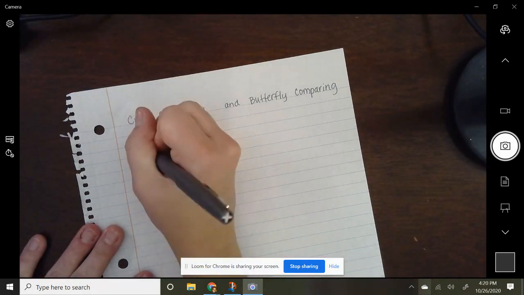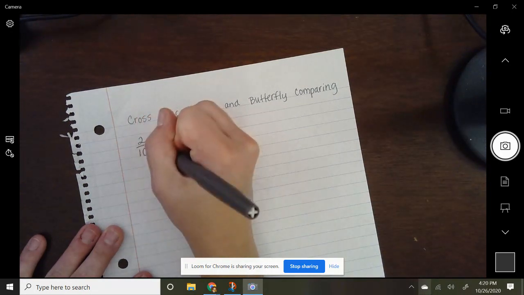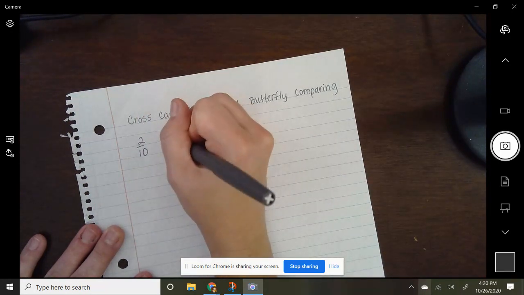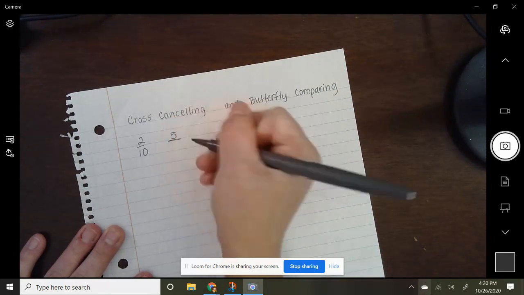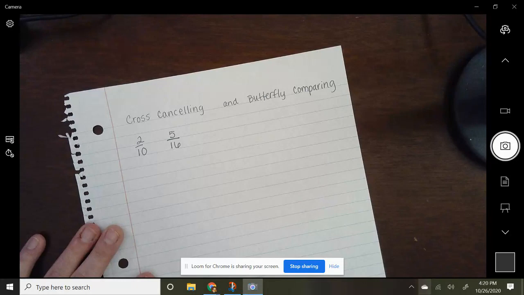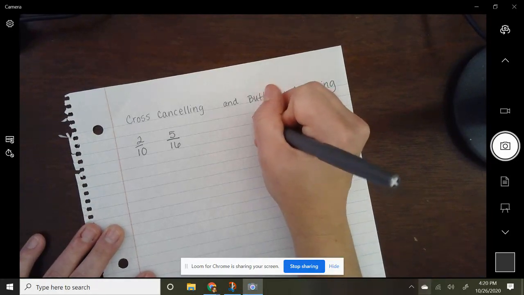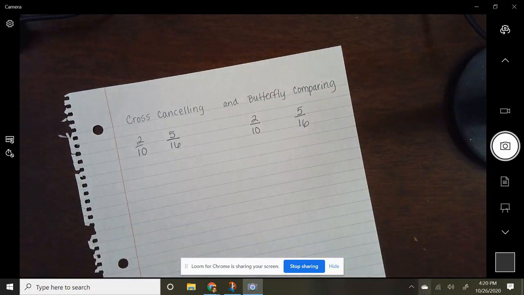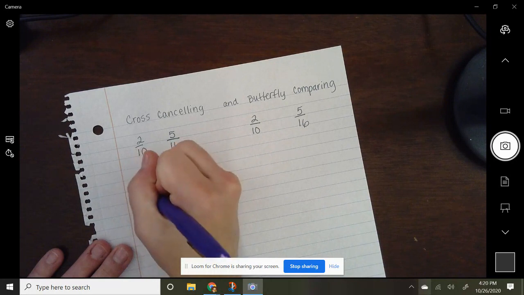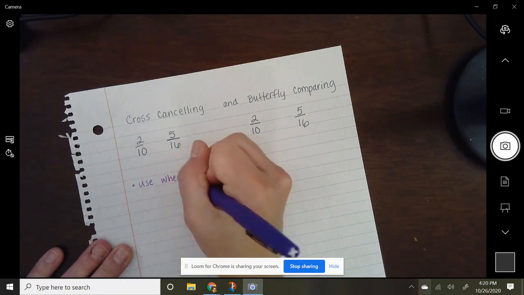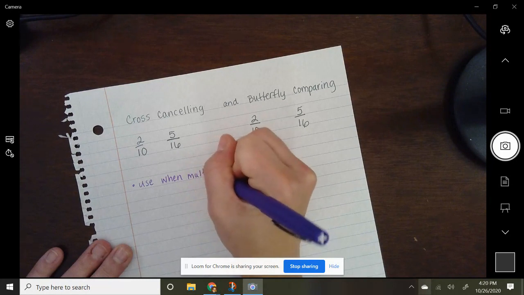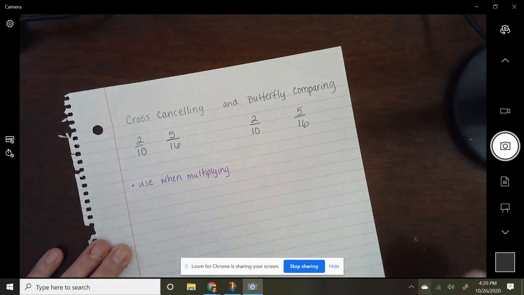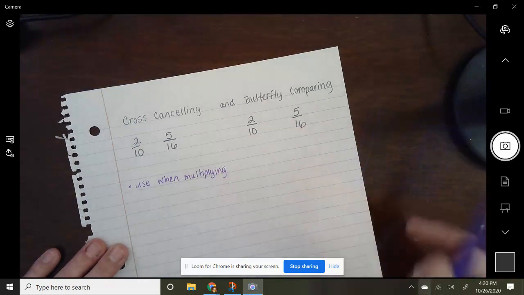So let's see, what if I had 2/10 and let's say 5/16. I could do this for both of them. So there we go. So I have two fractions here. Cross-canceling is for when you are multiplying fractions. So let me write that. Use when multiplying. Okay, this one over here you use when comparing.